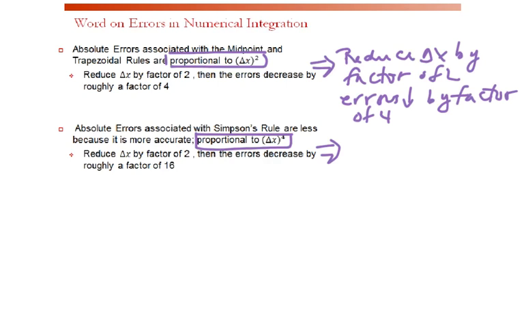And again, for Simpson's, you reduce delta x by a factor of 2, and because it's proportional to delta x to the 4th, it's going to reduce the errors by a factor of 16.